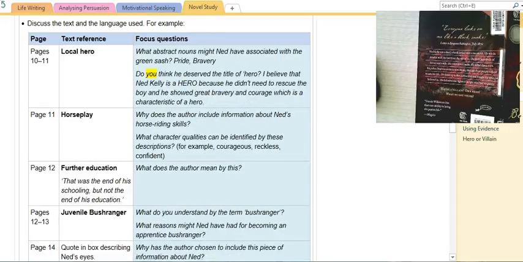Okay, so I've gone into detail, I've explained why I've chosen that answer, and that's how we need to do things. So what you're going to do now is go on and read pages 11, 12, 13 and 14, and I want you to answer those questions using those strategies I've just showed you.